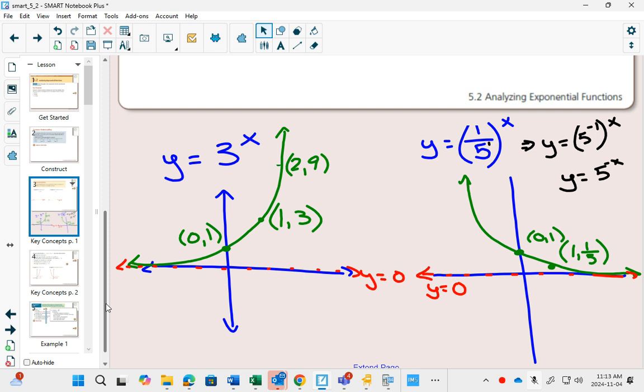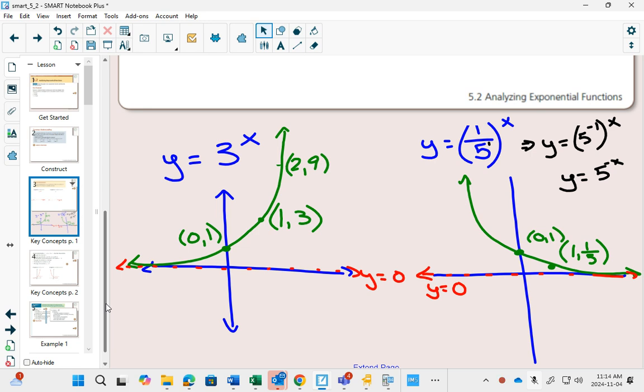If your exponential function has an a value, or what's in the brackets, as a fraction less than 1, then it will be decreasing. So if I have (1/5) to the x, well, 1/5 would give me (1, 1/5). And I have the same shape, but decreasing. And what's neat with 1/5 is if you play around with your exponent rules, this 1/5 is like 5 to the 1 on the bottom. I can move that as a 5 to the -1.